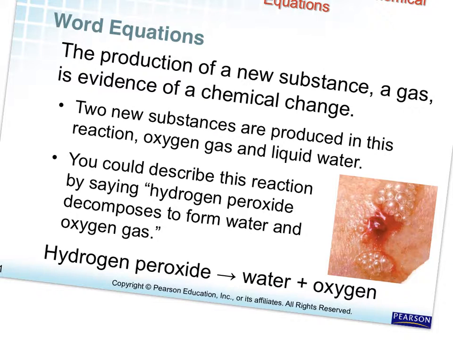Here's another example of a word equation, something you may have been familiar with, using hydrogen peroxide. Hydrogen peroxide decomposes to form water and oxygen gas. But a word equation would show hydrogen peroxide as a reactant with a yield arrow, then water plus oxygen.